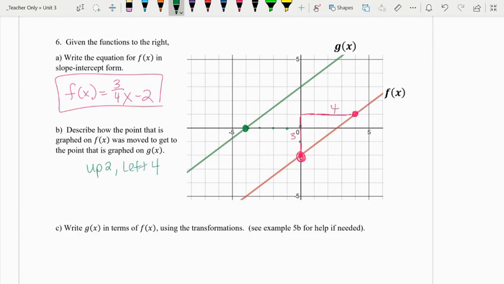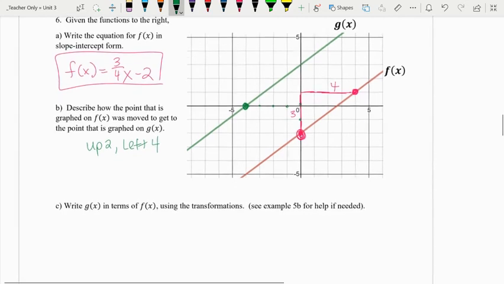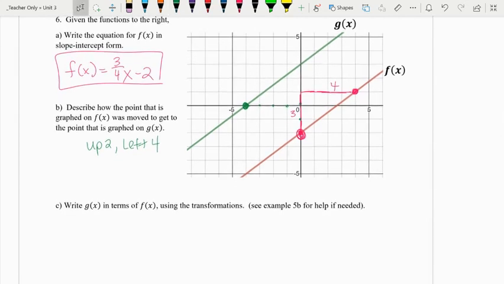Now we want to write an equation in terms of f of x using the transformations. So that means I want g of x equals, and then something to do with f of x. Well, this left 4 means we're going to have a +4 with the h, right, for our h value, because it's always the opposite of what we think. And this up 2 is talking about k. So remember, h is on the inside, k is on the outside. So this would be f of x plus 4 and then plus 2.